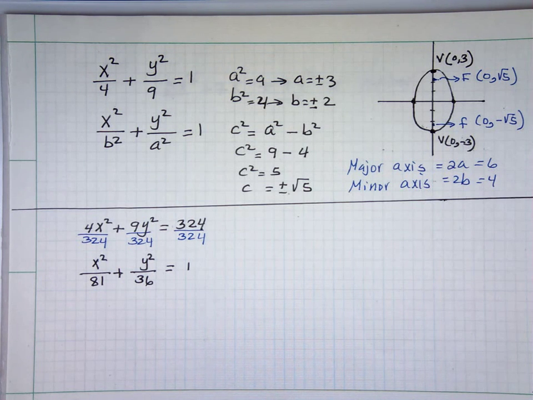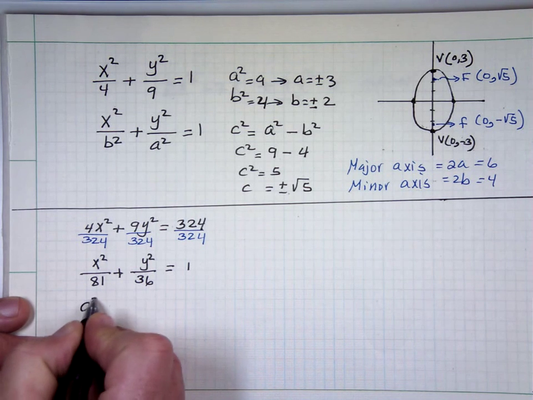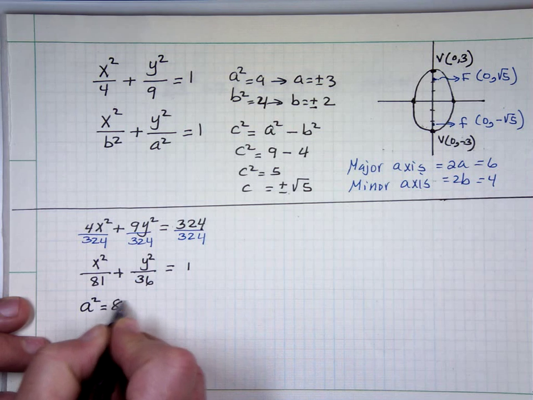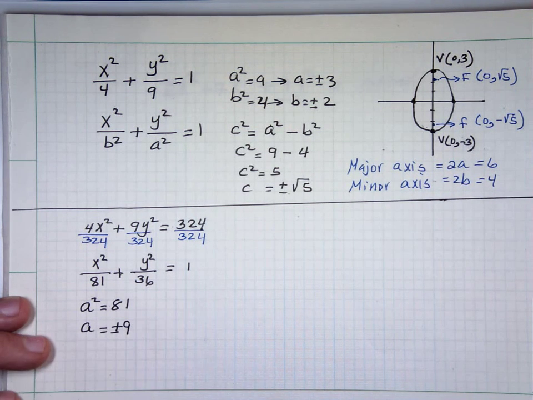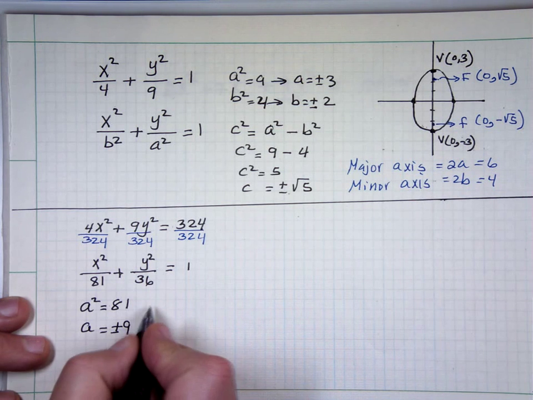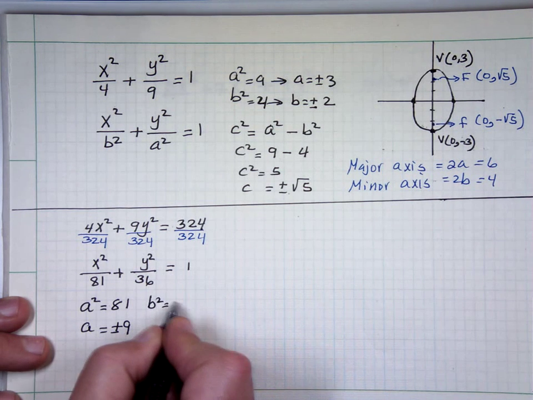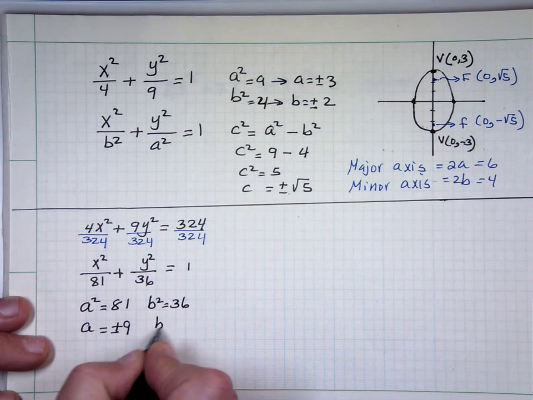Now, which number is bigger? The 81. Yeah. What's above the 81? The x. This is along the x-axis. So a squared equals what? 81. A equals plus or minus 9. B squared equals what? 36. B equals plus or minus 6.